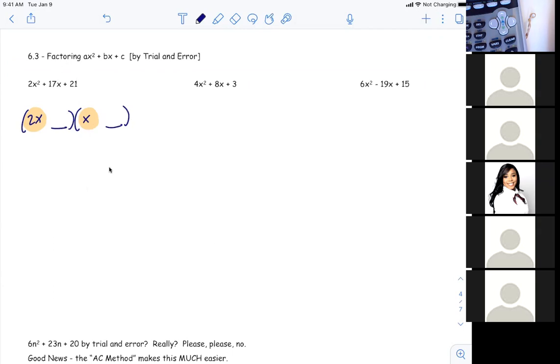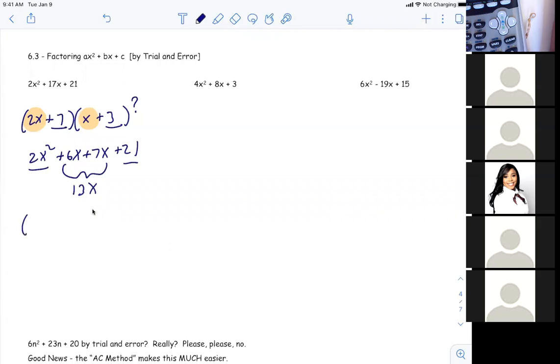So if I put the 7 there and the 3 there, let's give that a try. Put a question mark. I don't know if that's going to work. Let's try it. I get 2x squared, and then I get 6x, and then I get 7x, and then I get 21. No problem getting the 21, no problem getting the 2x squared. I got 13x in the middle. I really want 17x, don't I?